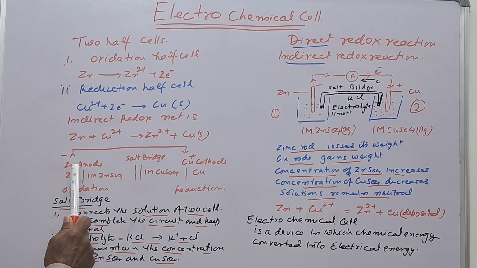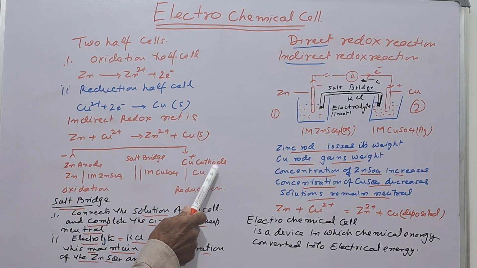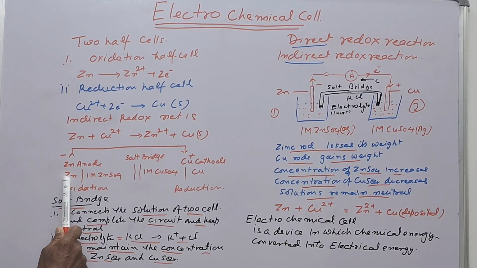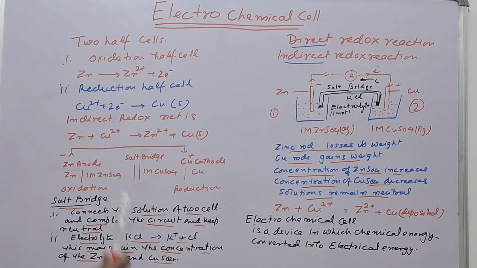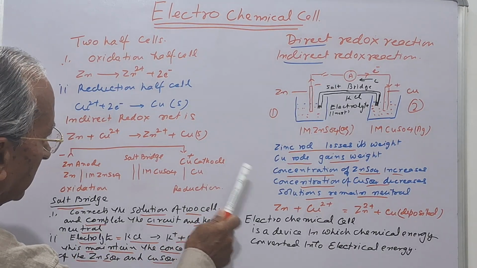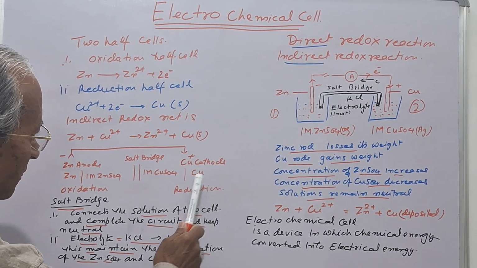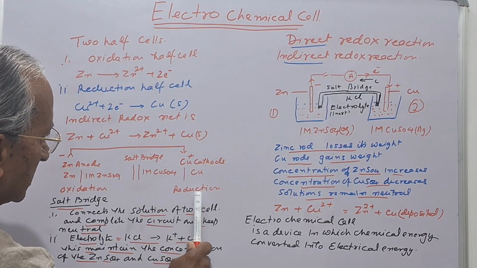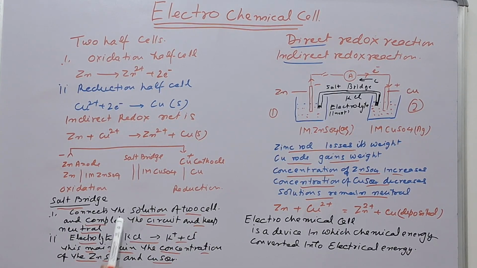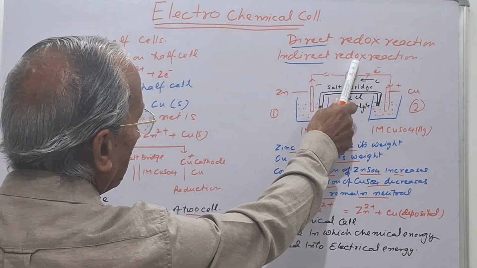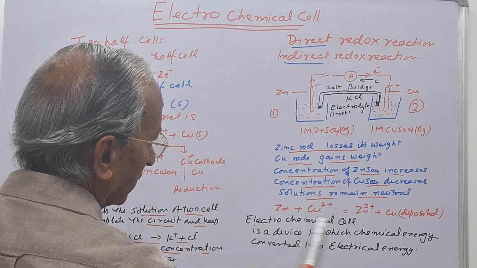See here, zinc anode, copper cathode, and in between the two is the salt bridge. Here zinc is dipped in 1 molar solution of zinc sulfate, that is the oxidation cell, and on the other side the copper cathode has 1 molar copper sulfate solution, and this is the reduction cell. So two cells connect to form the indirect redox reaction, that is the electrochemical cell.